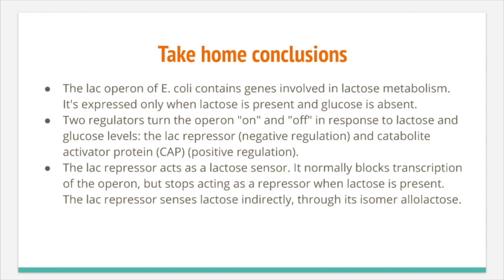So I'm just going to review the key points, or the take-home conclusions, real quick. The first one is that the lac operon of E. coli contains genes involved in lactose metabolism. It's expressed only when lactose is present and glucose is absent. The second key point is that there are two regulators that turn the operon on and off in response to lactose and glucose levels. The first one is the lac repressor, which is the negative regulation, and the second one is CAP, which is the positive regulation.